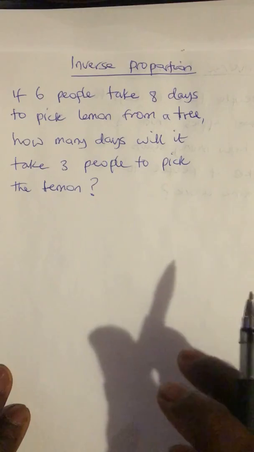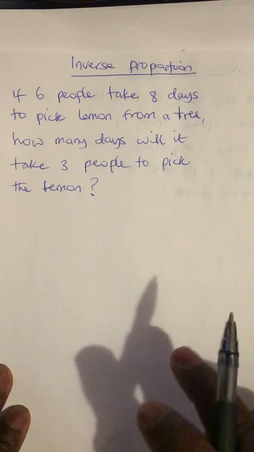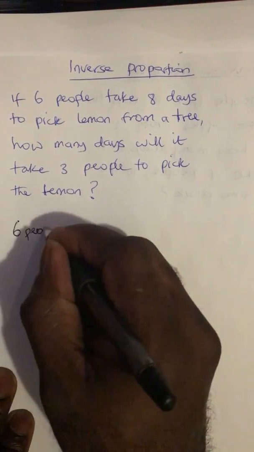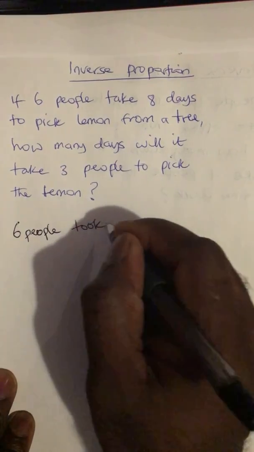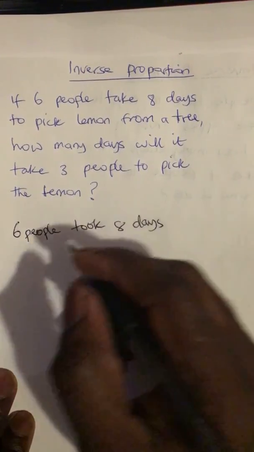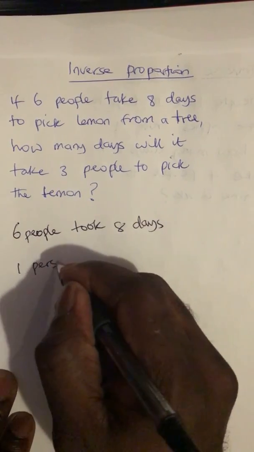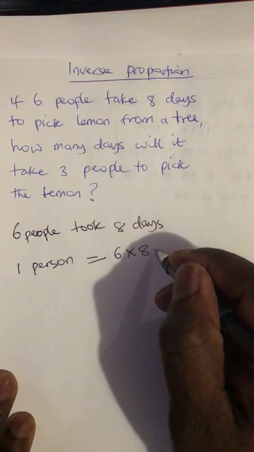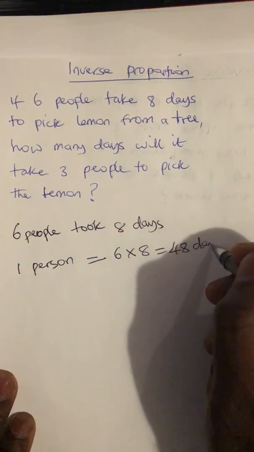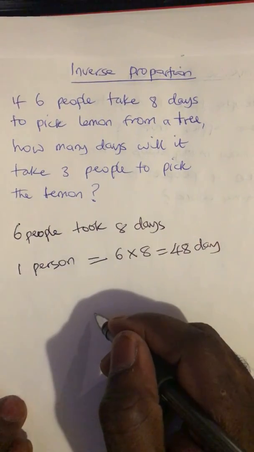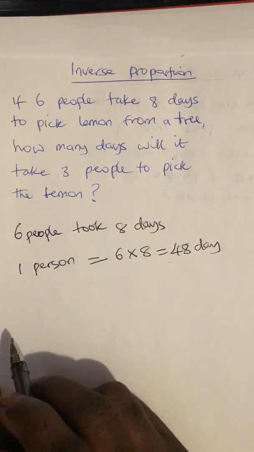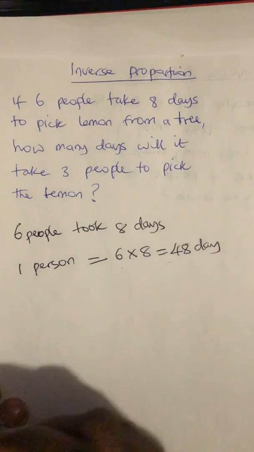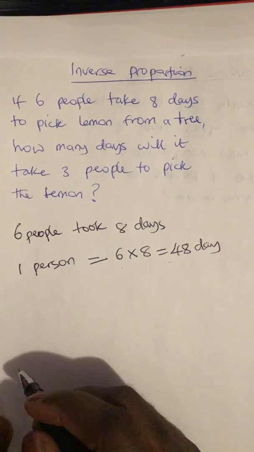So here we start by working out how long it will take one person to do the lemon. So here we have 6 people took 8 days. So it means one person will do that job in 6 times 8, which is 48 days. So if one person can do that job in 48 days, how long will it take 3 people to do the job? All we simply do is divide this by 3. That will give us how long it will take 3 people to do the job.